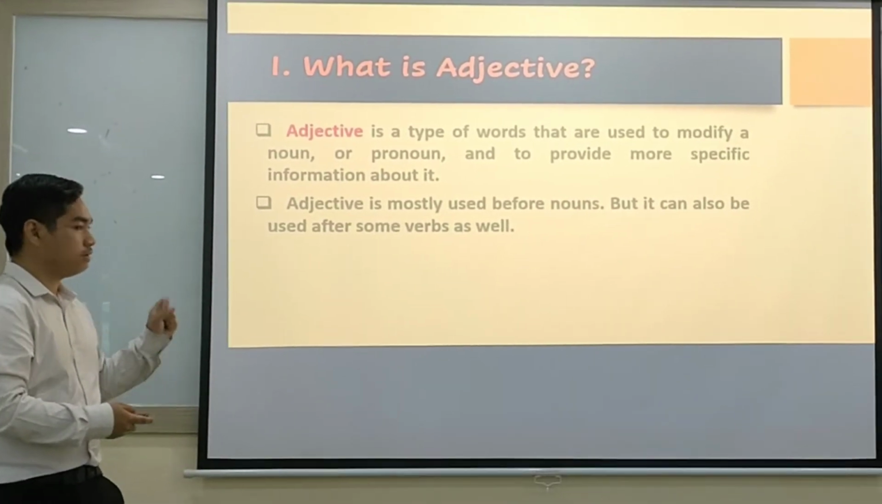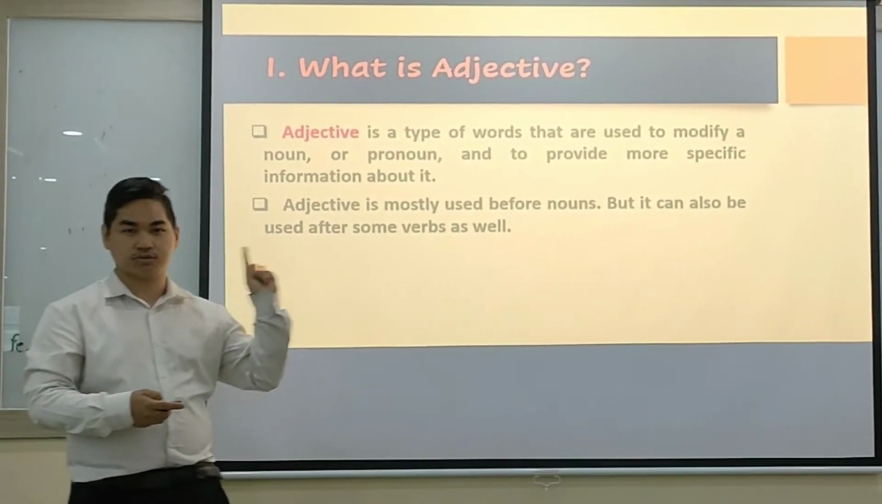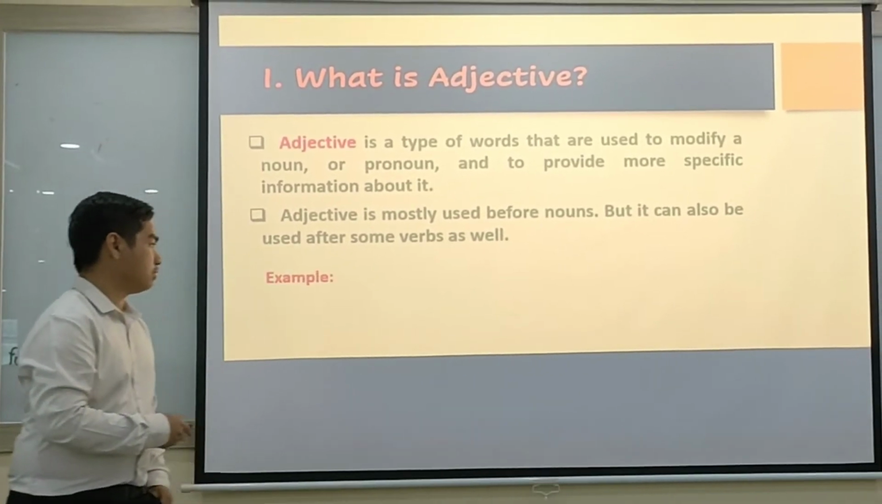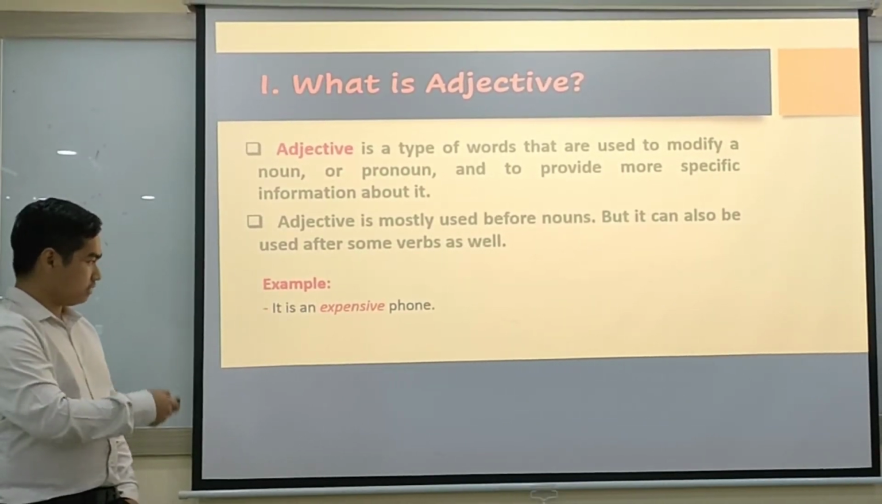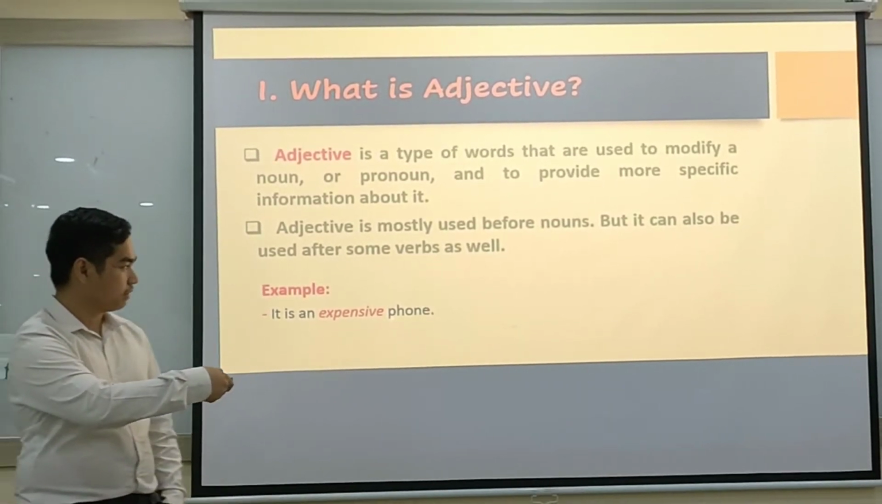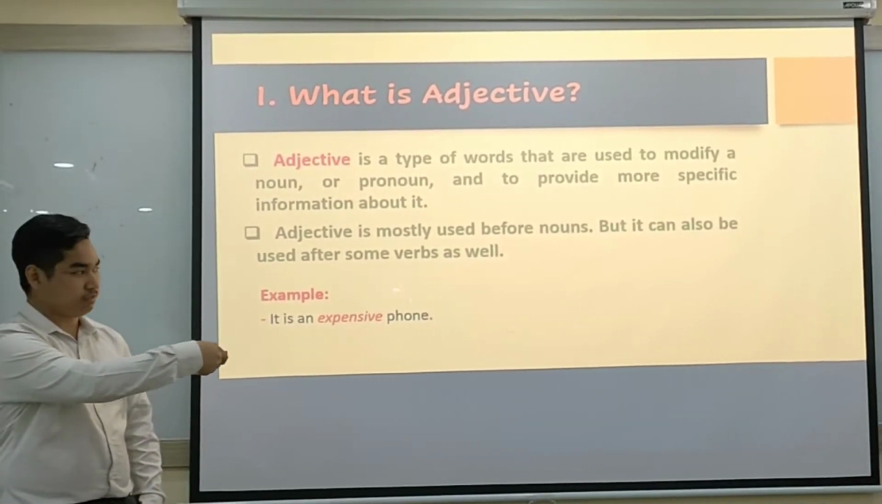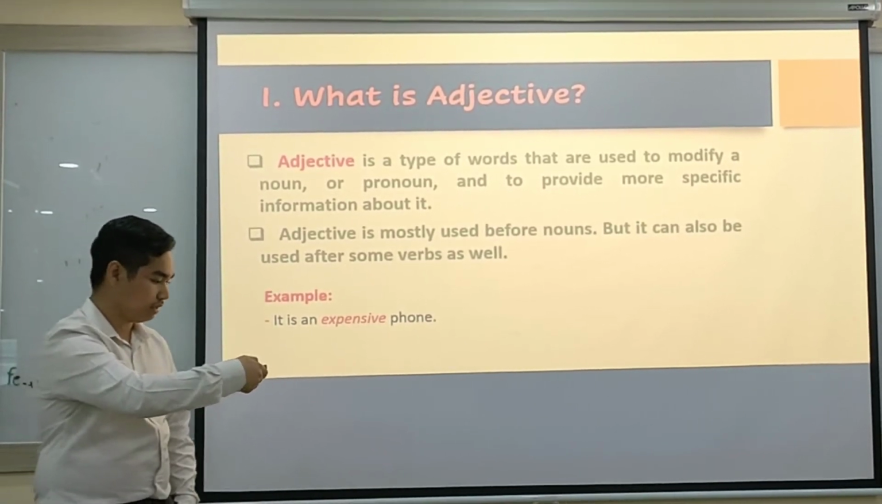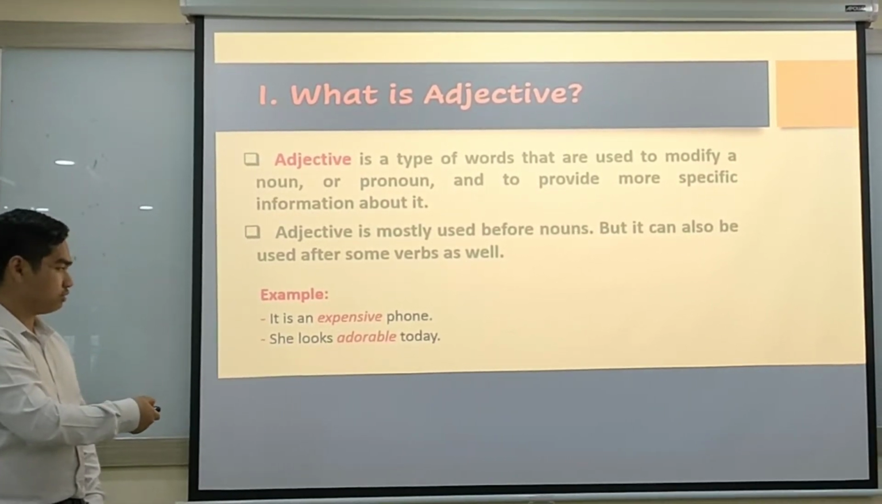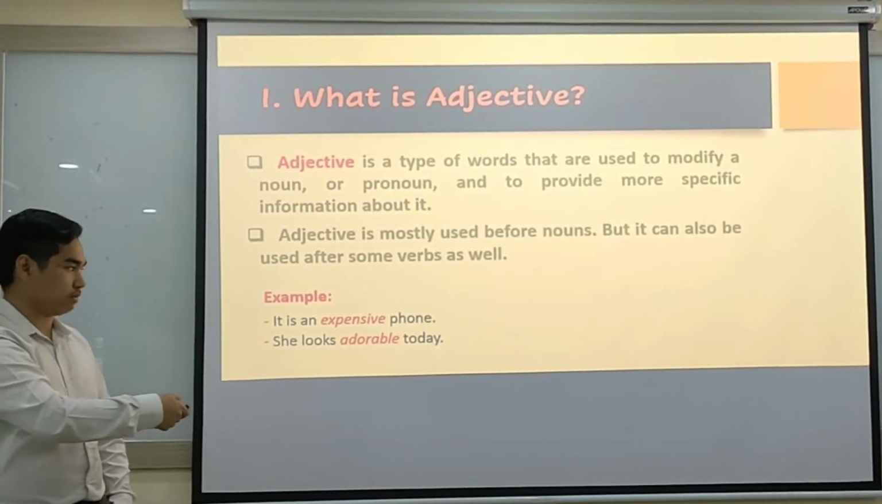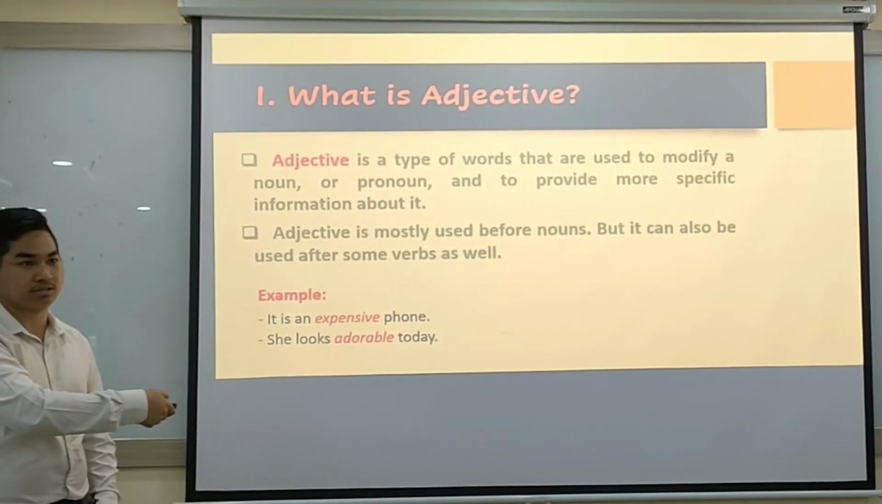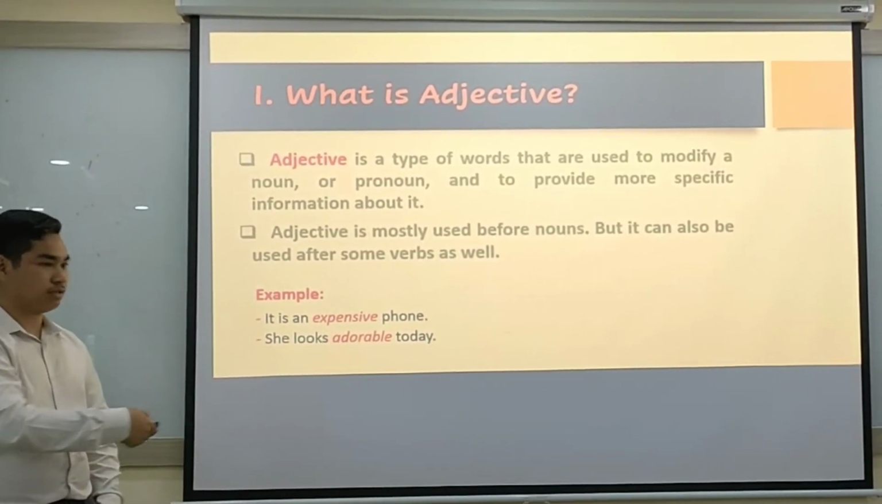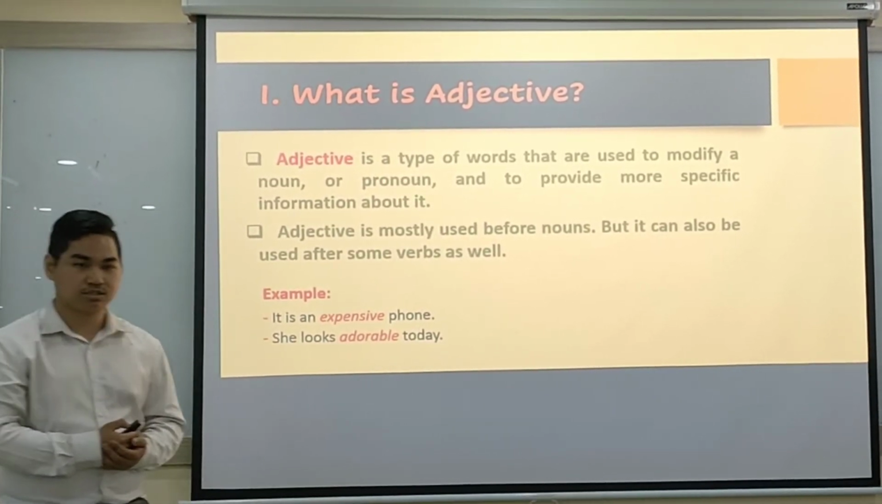But it can also modify a verb as well if you use the adjective after the verb. For example, it is an expensive bag. So yeah, this is an adjective, and the adjective is placed before the noun, so expensive modifies the noun. And another one: she looks adorable today. Look is a verb and adorable is an adjective. So that means an adjective can modify the verb by being used after the verb.